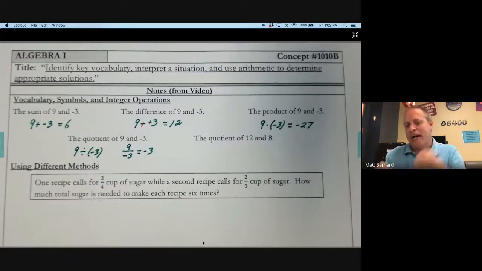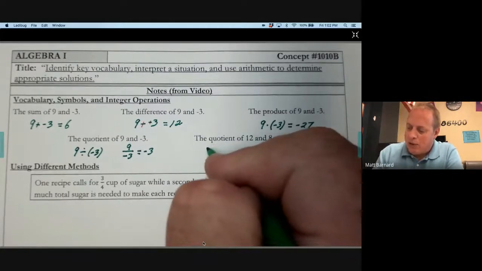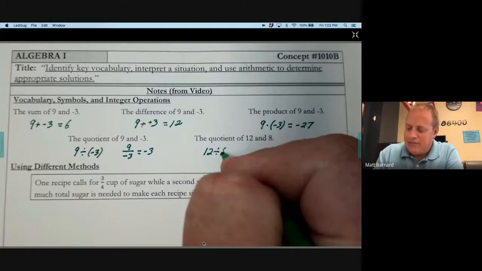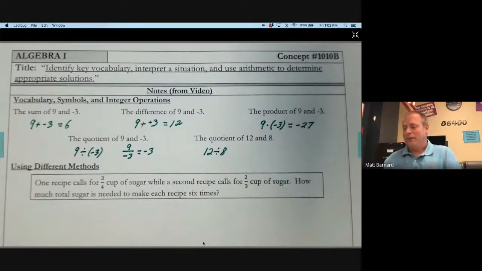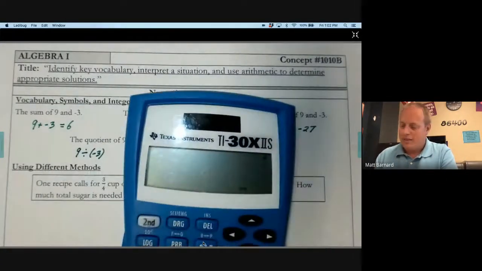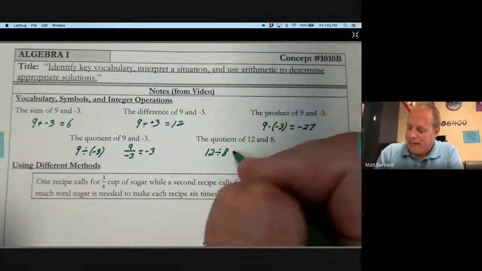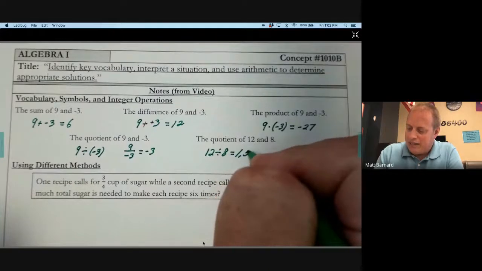Now, that's an important idea because the quotient of 12 and 8, and again, the order matters, is 12 divided by 8. And you might go, oh, I don't know what that is, so I'm going to get my trusty calculator out, which is just fine. And I can do 12 divided by 8. And I'll get 1.5. So that is the result, and that's totally fine.